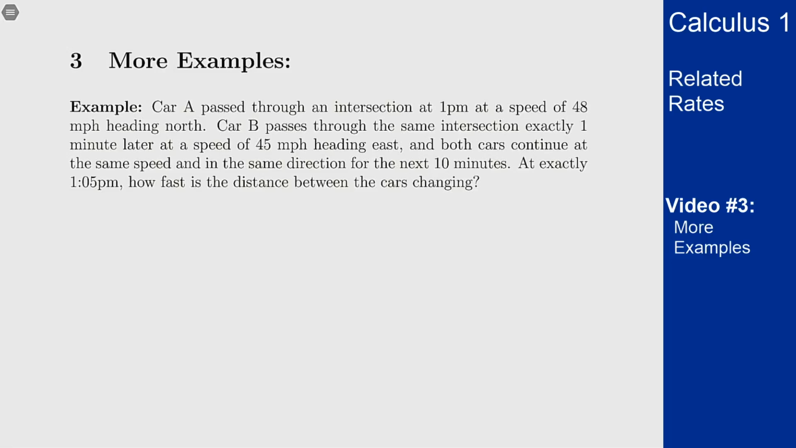In this video, we'll go over some more examples of related rates problems. Here's our first example. Car A passed through the intersection at 1 p.m. at a speed of 48 miles per hour heading north.